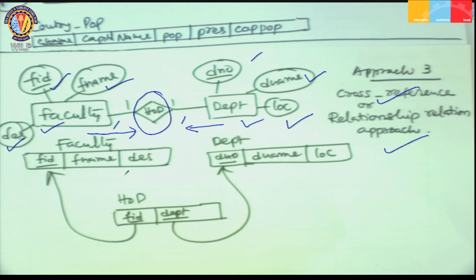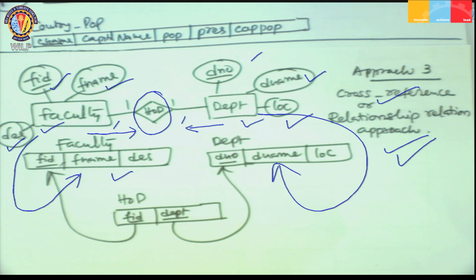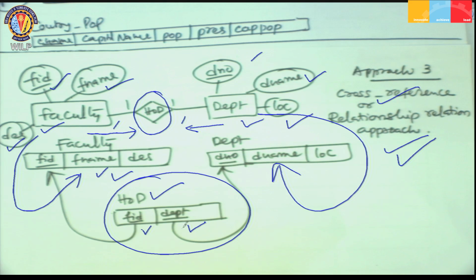So in that case, what should we do? We can adopt this approach wherein the faculty regular entity type is mapped into this relation schema, and the department entity type is mapped into this relation schema, and their attributes become the fields of these relation schemas. And then to capture which faculty member is heading which department, I can have a separate relation schema or table, which I call HOD, wherein I have two fields, faculty ID and department. This department is a foreign key pointing to department number of the department table, and FID is a foreign key pointing to FID of the faculty table.